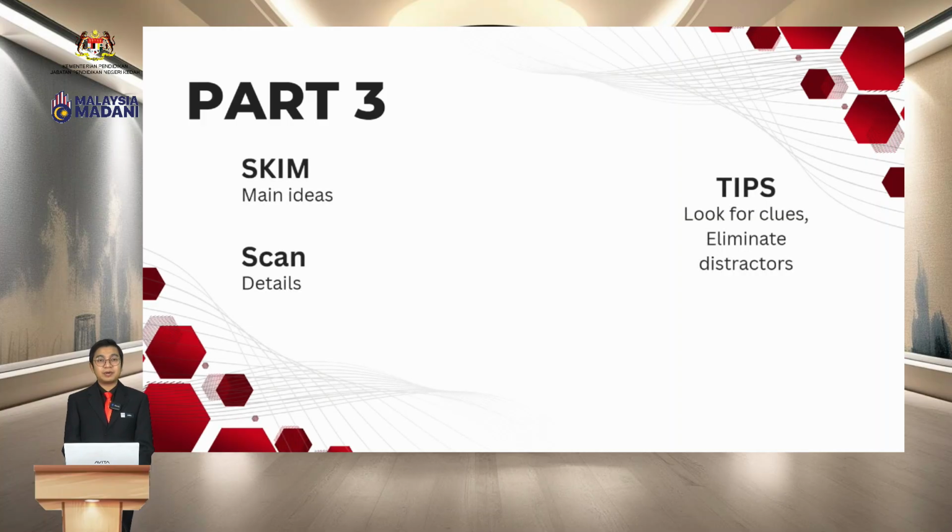Now let's look at part 3. Part 3 is a longer text comprehension question. Here we will be given a long text that we need to read and 8 questions for us to answer. And of course, the main skills that we need are both skimming and scanning. We need to be able to skim for the main ideas, and we need to be able to scan for details based on the question.